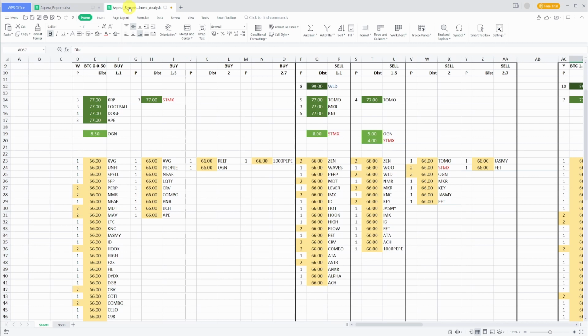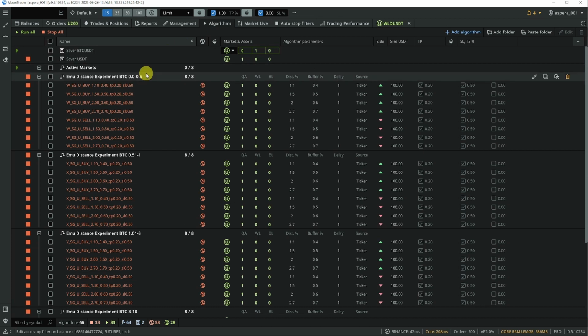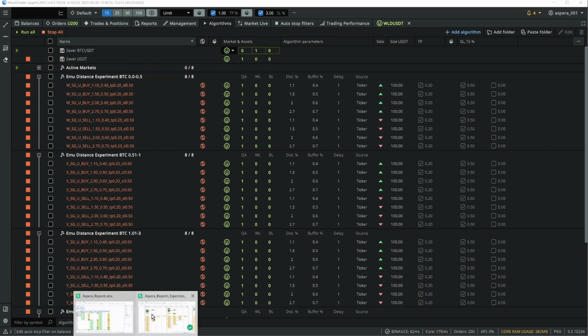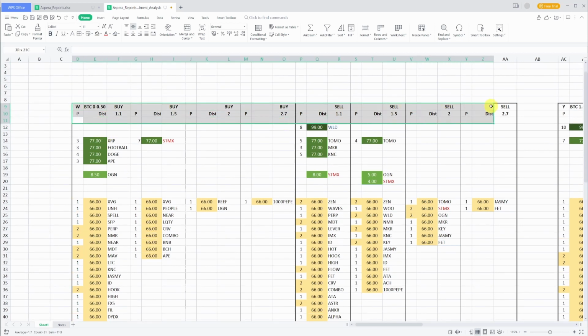Okay, a very quick explanation of what this is. So this is the Bitcoin volatility level. W is my code in the algorithm names. Right here is a W. And now, on top, I have the buy side and the sell side and different distances.